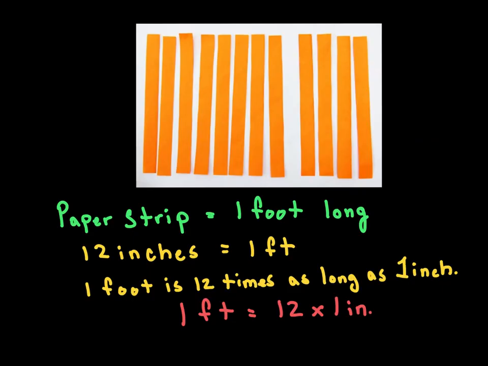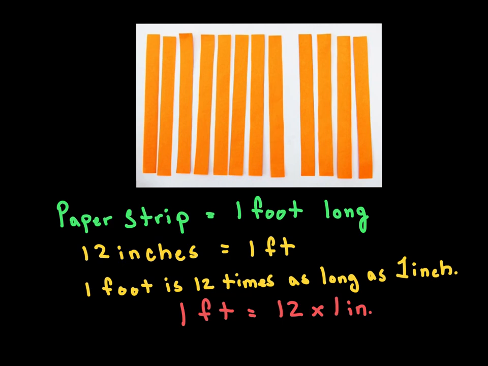Here you see these paper strips. One of these paper strips is 1 foot long. And how many inches long is a paper strip? Well, we say it's 12 inches. But didn't I just say feet? And now I'm talking about inches? Well, yeah, because there are 12 inches in 1 foot.